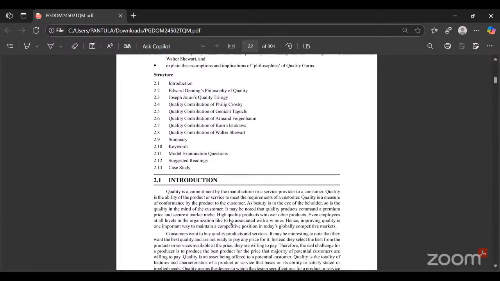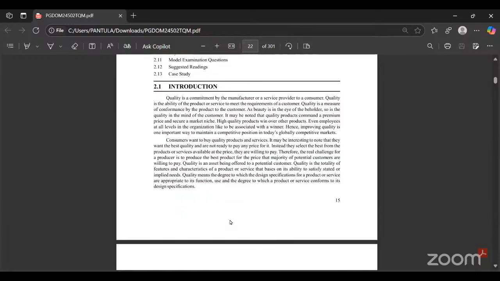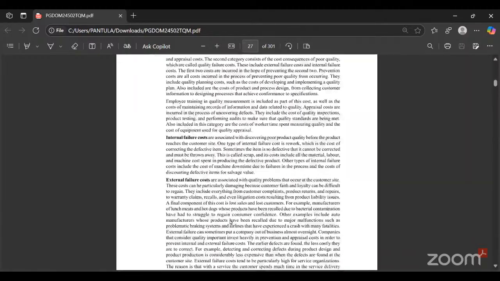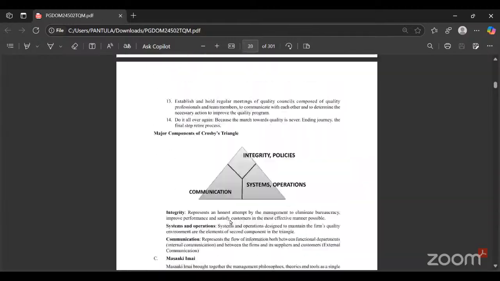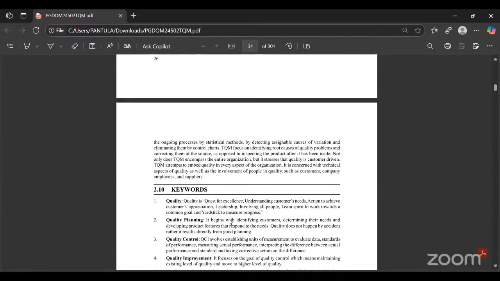In that, we studied Edward Deming's philosophy, Juran's quality trilogy, and the contributions of Crosby, Taguchi, Armand and Ishikawa and Walter. So we quickly move on to the third unit, Unit 3.